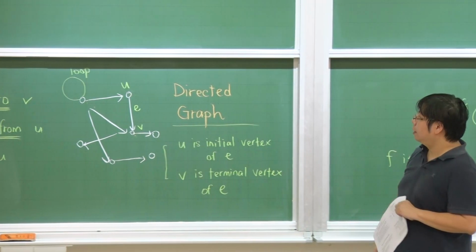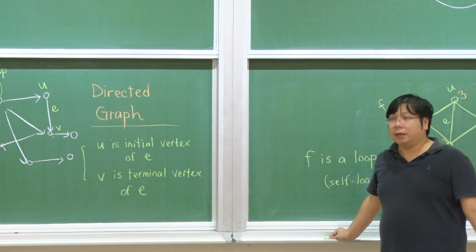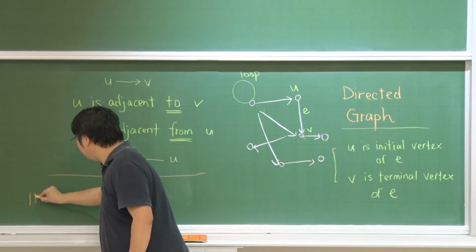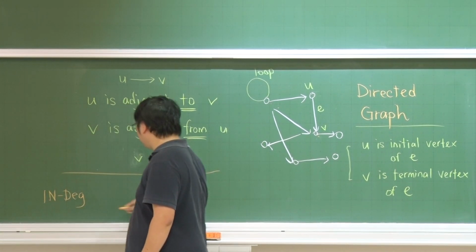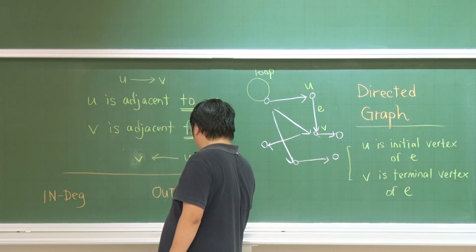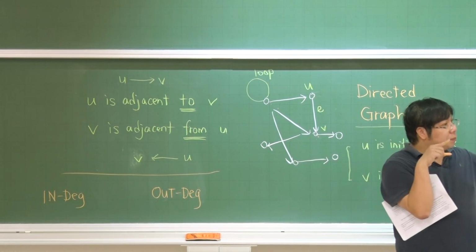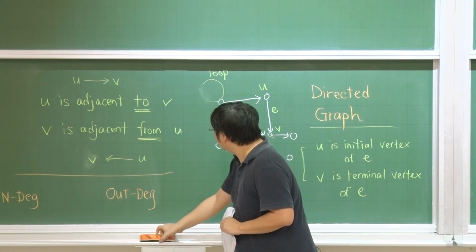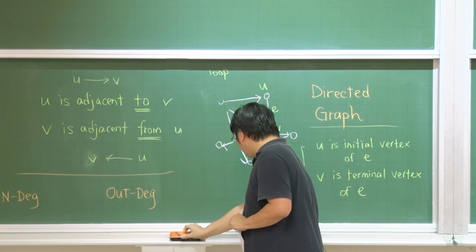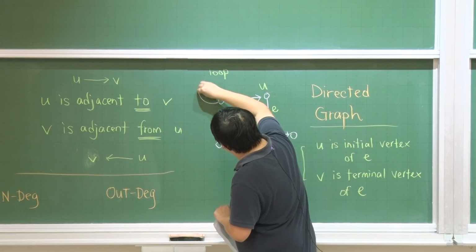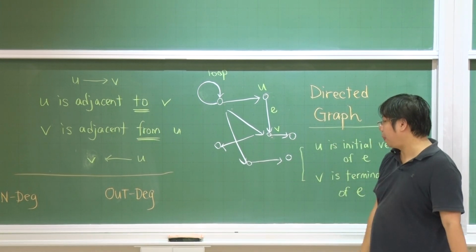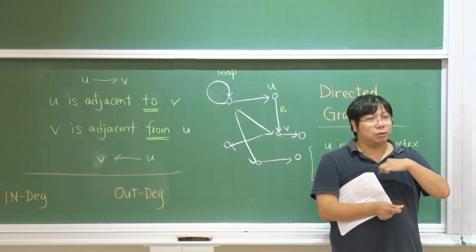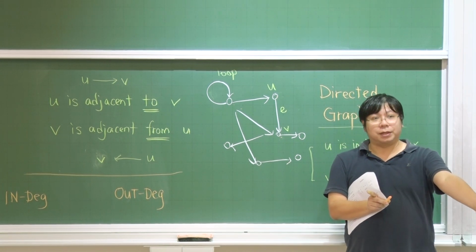Now, for a directed graph, when we talk about degree, we differentiate between two different types: in degree and out degree. Since it is a directed graph, the loop needs to have an arrow. In degree is the number of edges coming into a node. Out degree is the number of edges going away from the node.